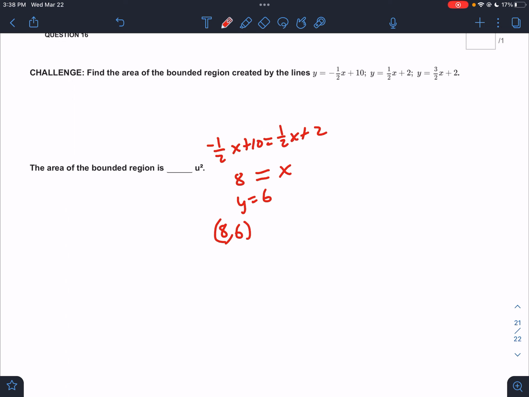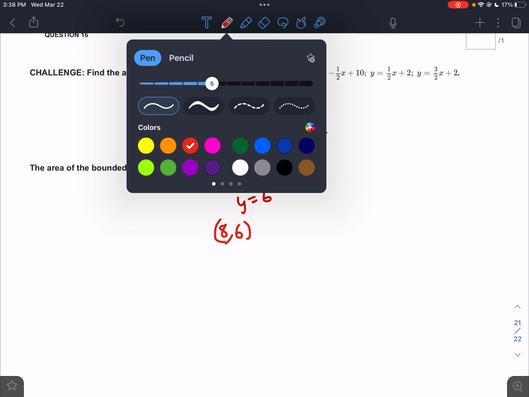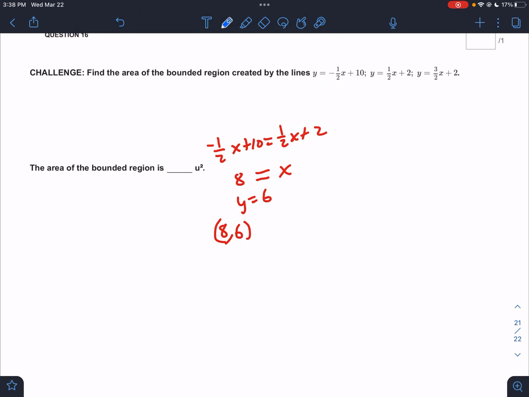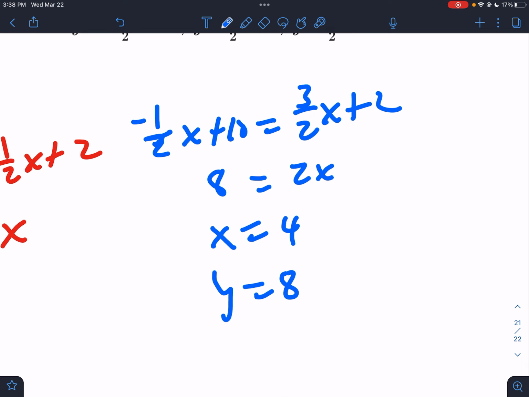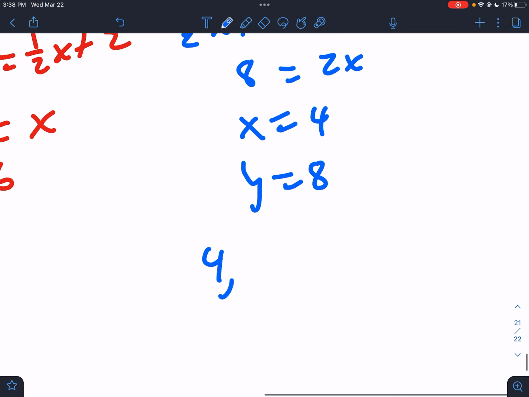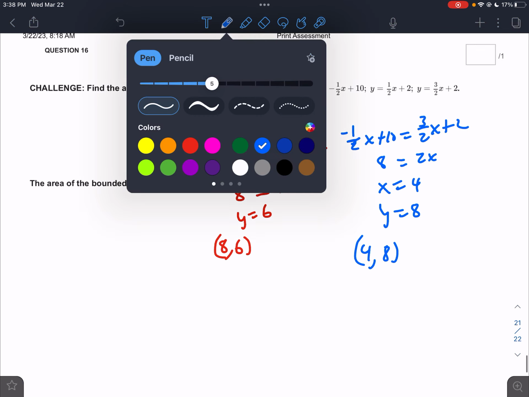The next one we're going to do is negative 1/2 x plus 10 equals 3/2 x plus 2. Add 1/2, that'd be 4 halves. That would make that 2x. Subtract 2, that'd be 8. X equals 4. If x is 4 divided by 2, minus 2, y would be 8. Make sure that's right on both accounts. 4 divided by 2 is 2, 6, 8. Yep. So 4, 8 is my next intersection.